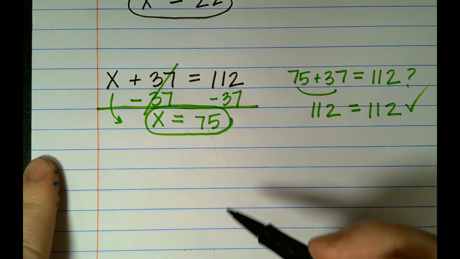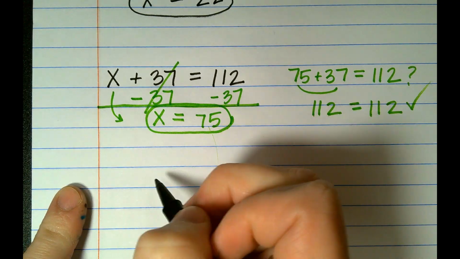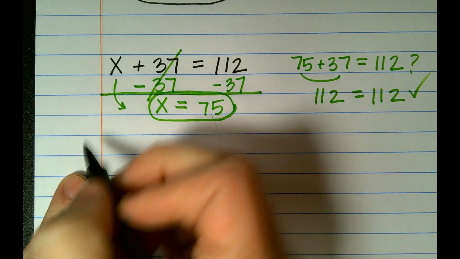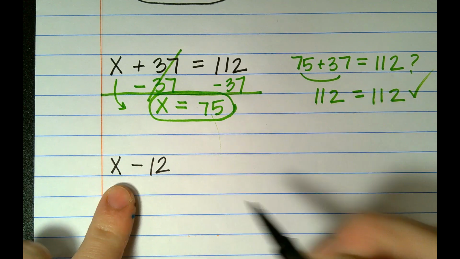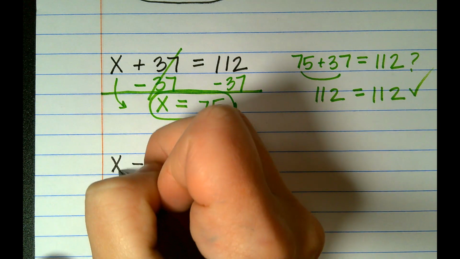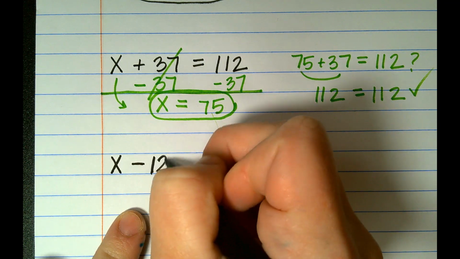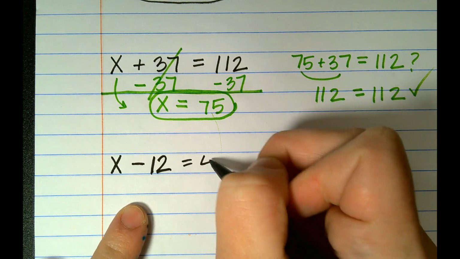What about, let me give you something trickier. How about x minus 12? Now I'm giving you minus. x minus 12 equals 41.